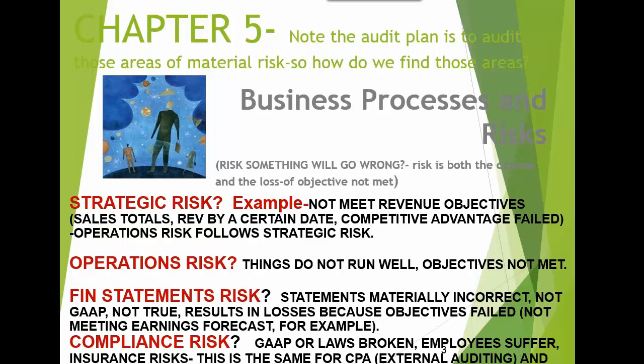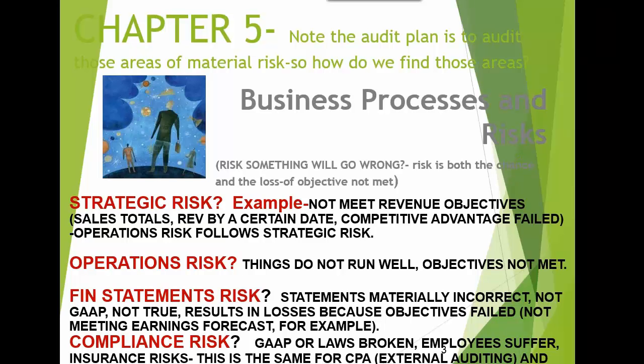These are the kinds of decisions that are made by senior management in terms of, are we actually going the right direction? Have we assessed the environment appropriately? And this can be absolutely detrimental to an organization. So for example, if we don't meet revenue objectives by a certain date, or we're not able to maintain a competitive advantage, we're going to fail. And frankly, it doesn't matter what things we do in terms of processes. If we don't have the right strategy, everything else is going to fail.